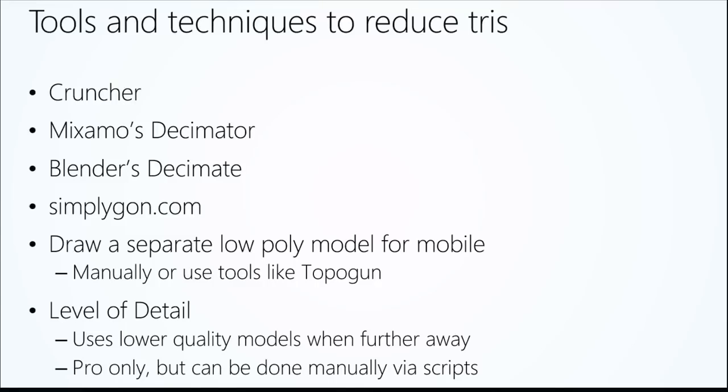You can also draw a separate low poly model for your mobile. So maybe your console game, or I would hope your console game, has a different model than your mobile game. Yeah, your console versus your PC-based game versus your mobile or tablet. You can have different models for that, each with different levels of resolution. Absolutely. You can do that manually or use tools like Topogun to reduce that geometry.